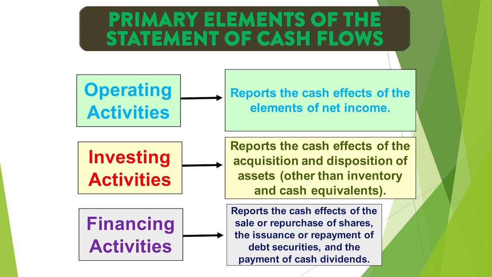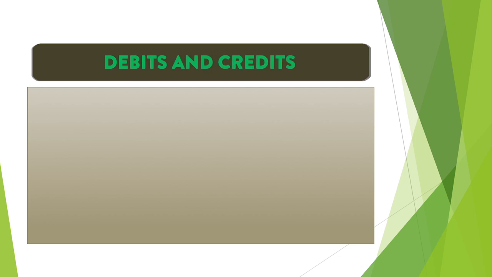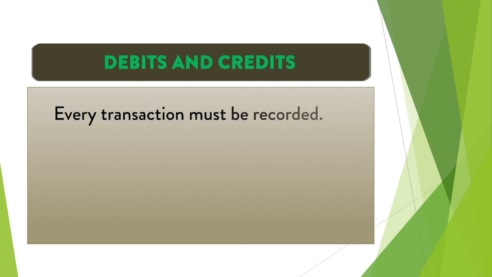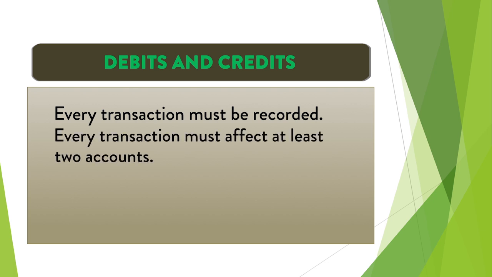Dear colleagues, that is to close the element of cash flow statements. We'll talk about the debits and credits. Every transaction must be recorded. Every transaction must affect at least two accounts, and debit must equal to credit. I remember last time we talked about it. For every debit, there must be a credit.